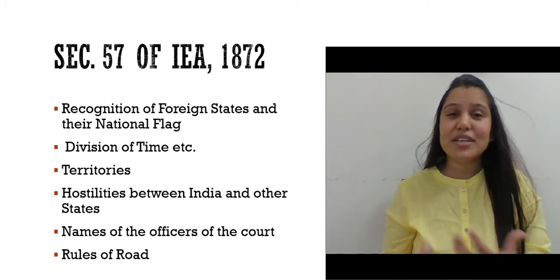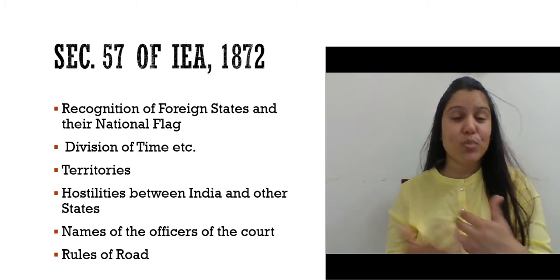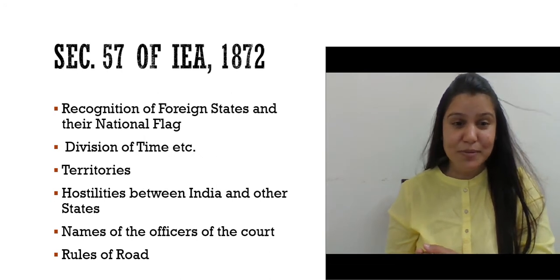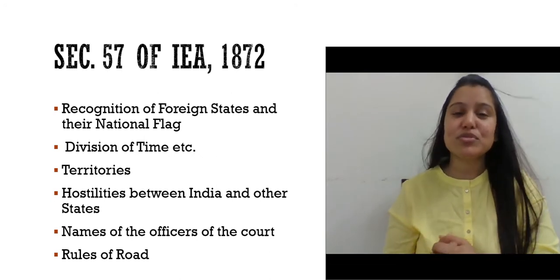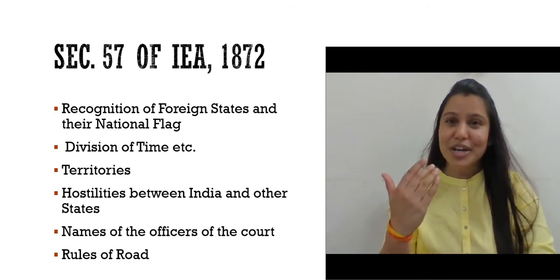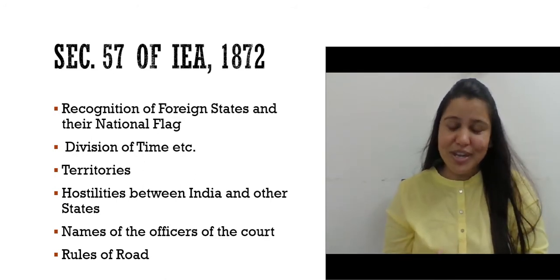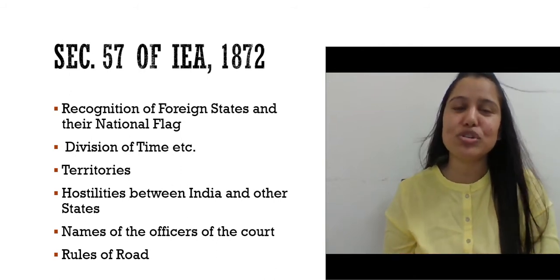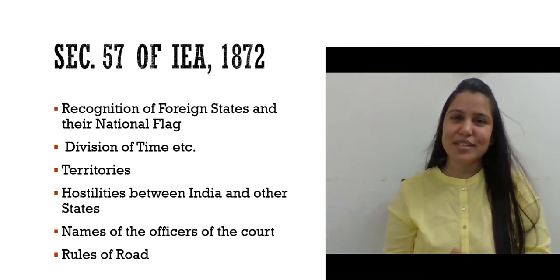Hostilities between India and the other state, whether we are on good terms or what terms we are on with the other nation, right? Names of the officers of the court, rules of the road when it comes to yellow, green, and red. What are these basic rules, right? The court shall take judicial notice of these basic things.